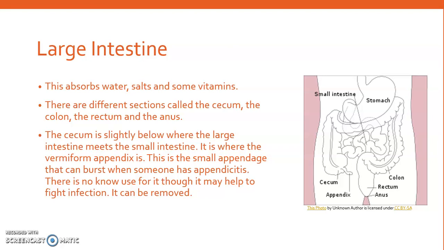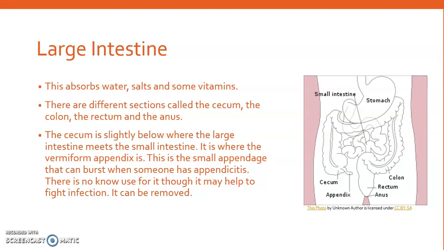So this right here, let me get my mouse working. This right here is the entrance into the large intestine. This big chunk on this diagram here is the large intestine. There are different sections that we're going to look at. We have the cecum, which is this area. We have the colon, which is this area. We have the rectum here, and then the anus is the exit out of the digestive tract.